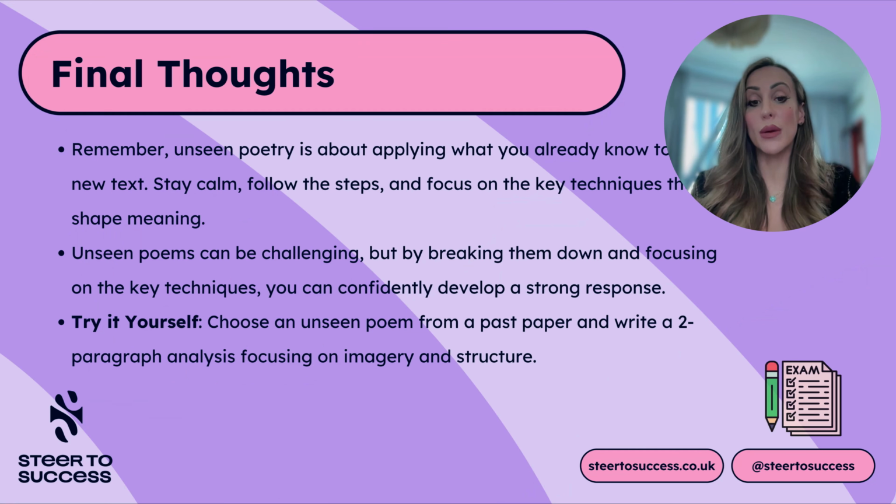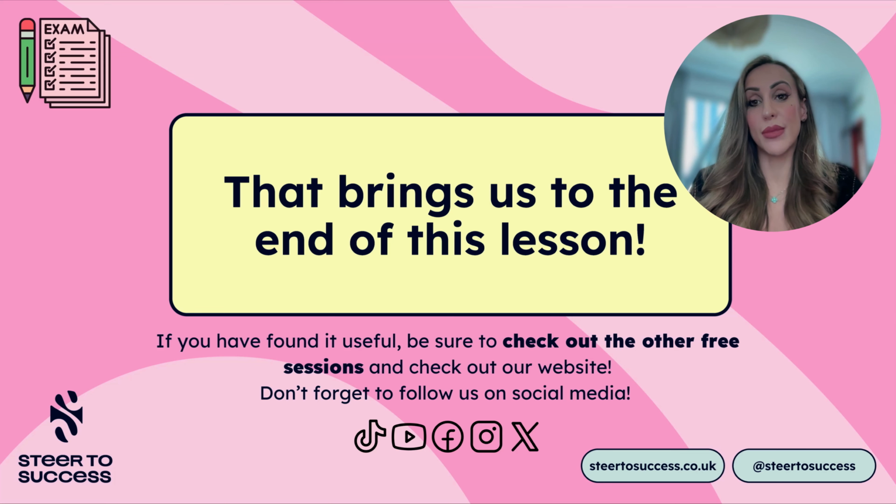Choose an unseen poem from a past paper or any unseen poem, any poem that you've never seen before, and write a 2-paragraph analysis focusing on imagery and structure. So you might want to do one on the imagery utilized within the poem and one on the structure, just to practice looking at those 2 aspects of an unseen poem.